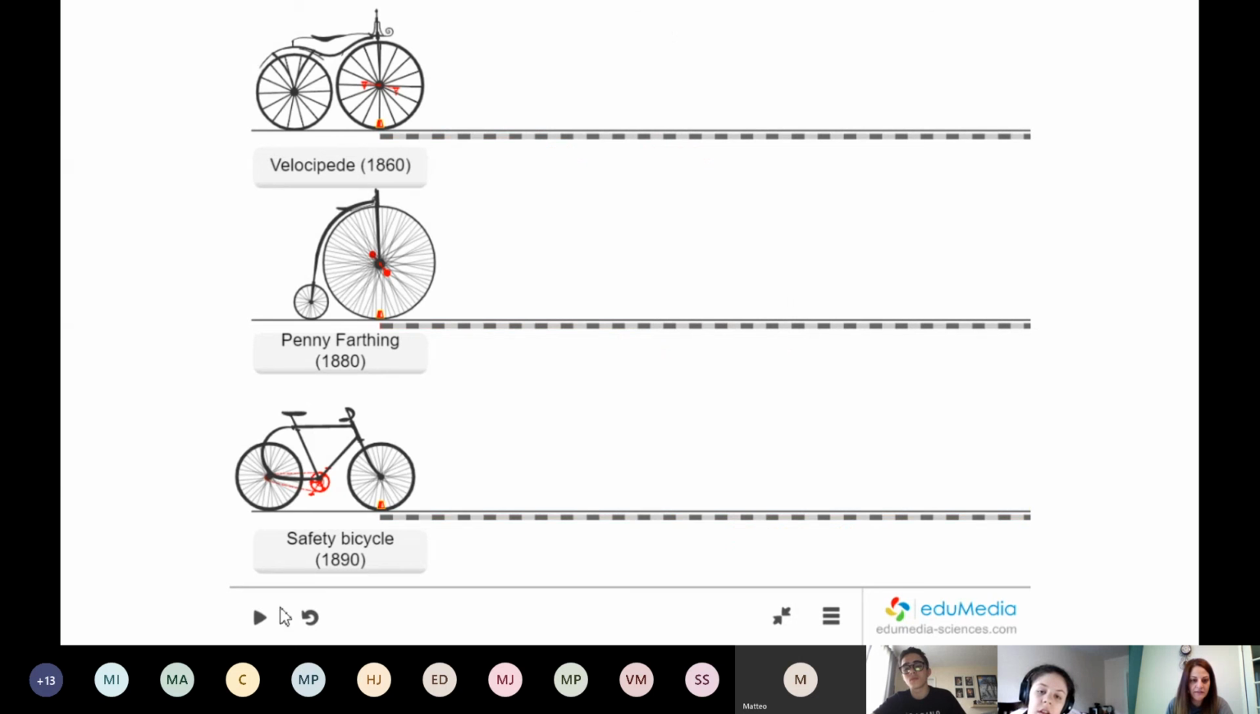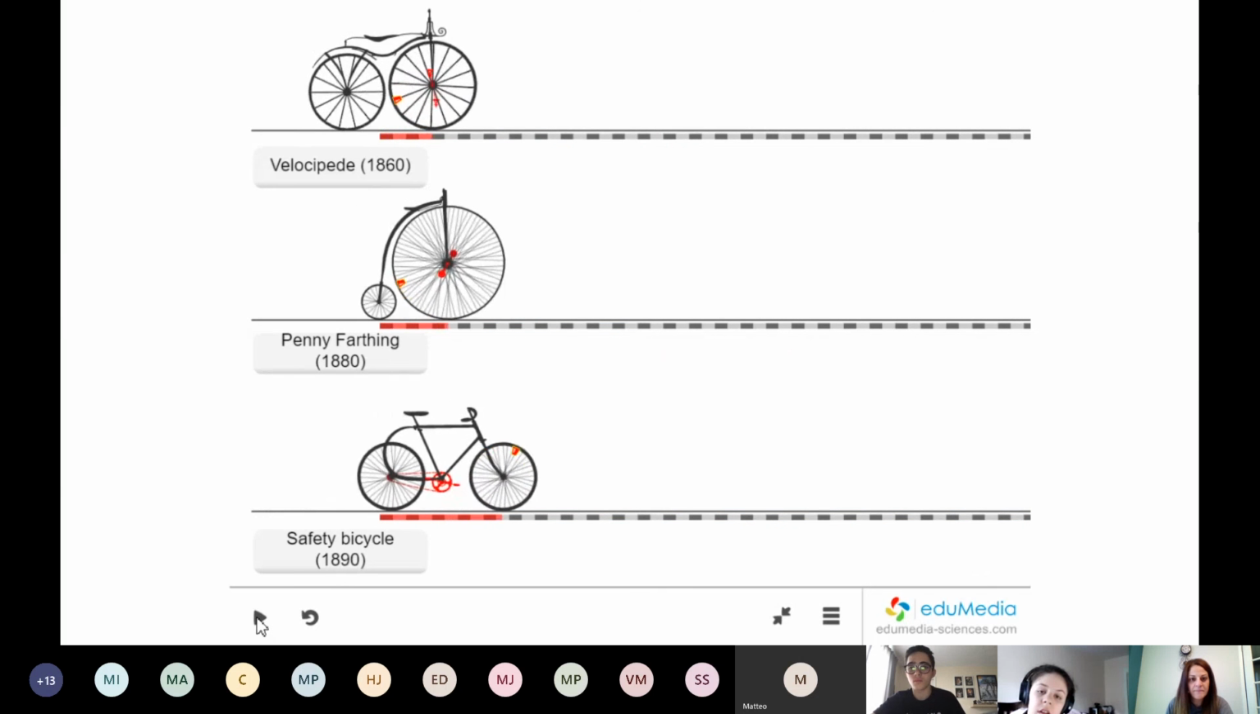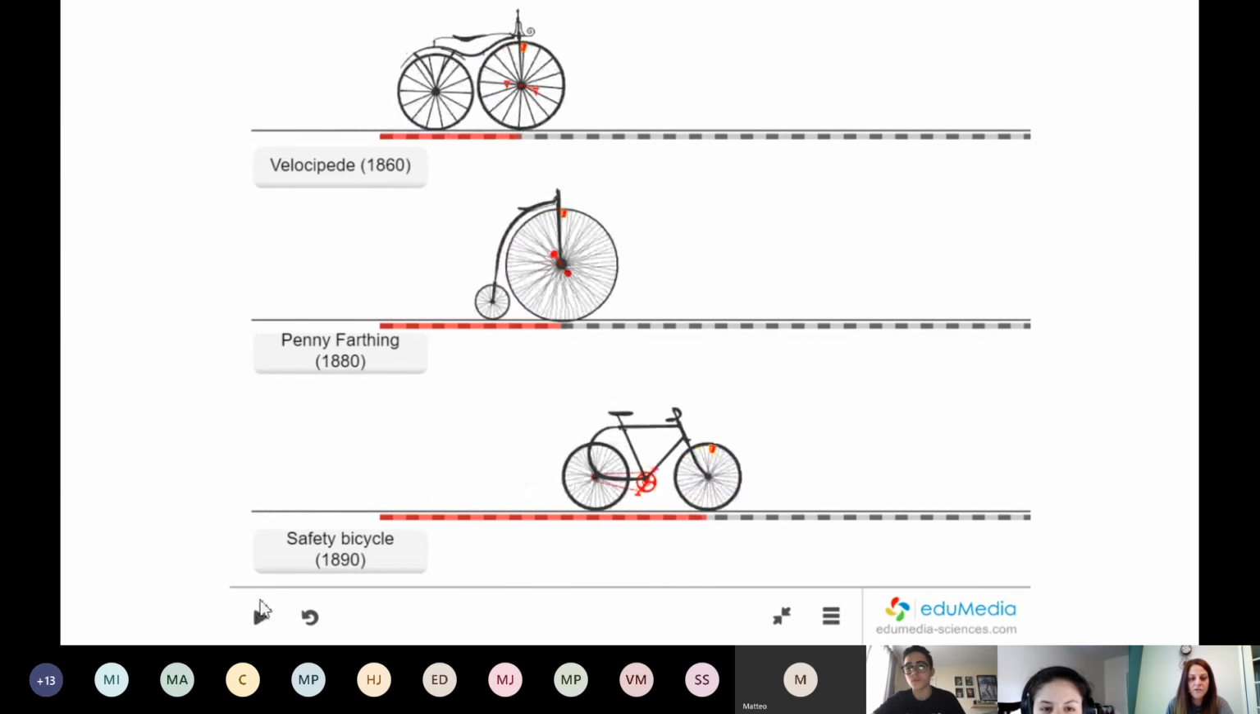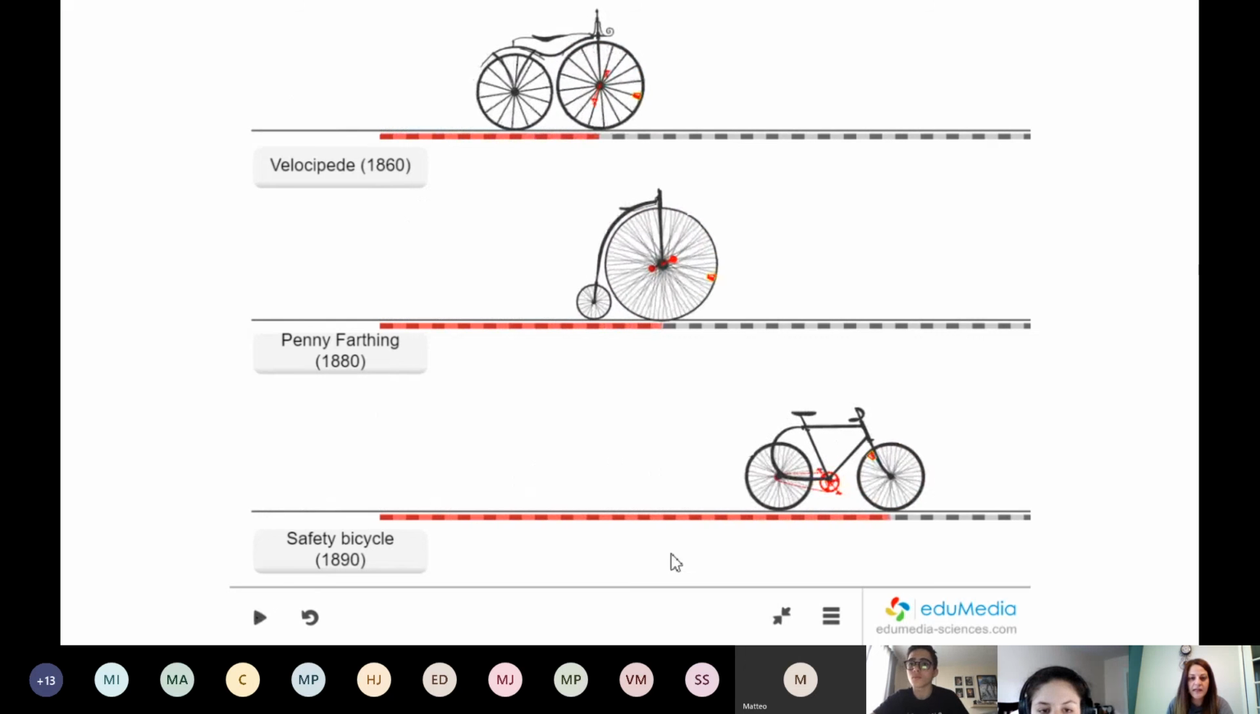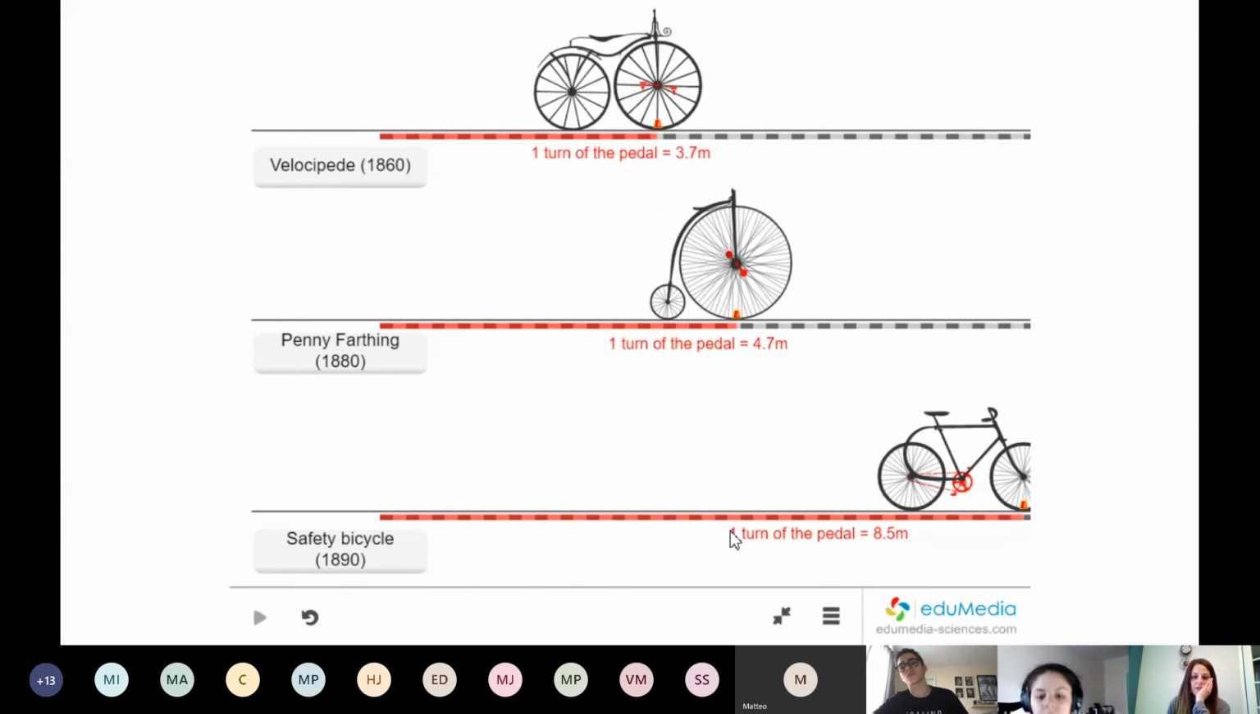You will watch that again. So they were starting to understand the ratio makes a difference. And then here, the last one, the safety bicycle, the wheels are the same, but the gears change. And that's what we have today.